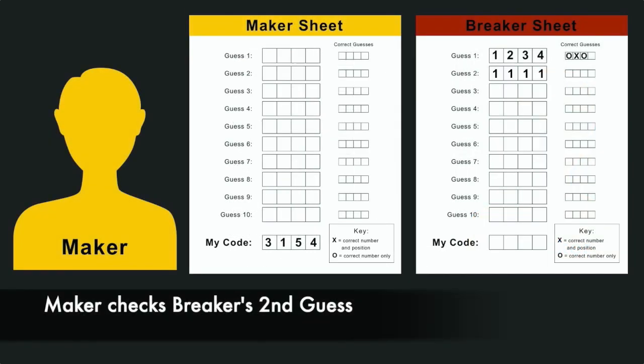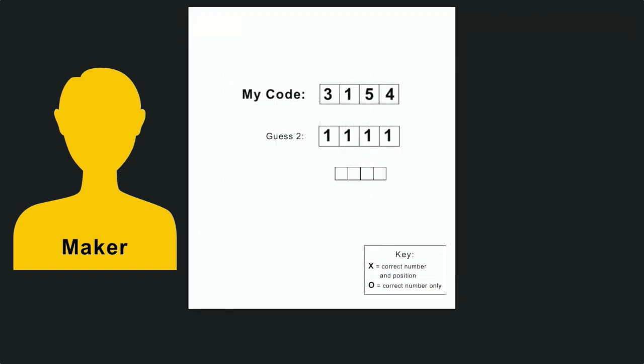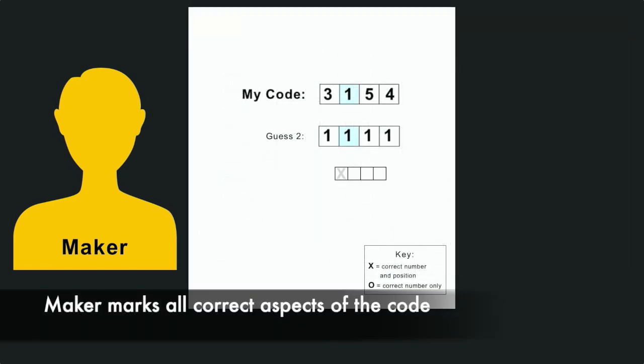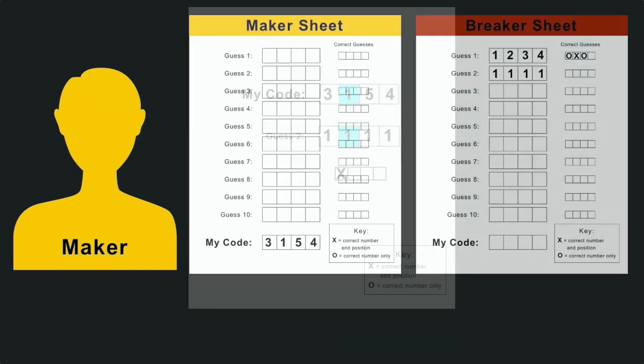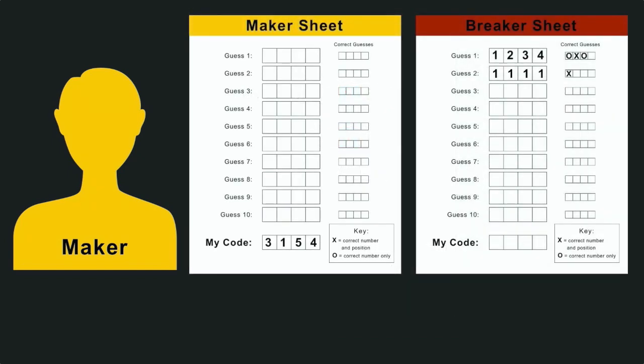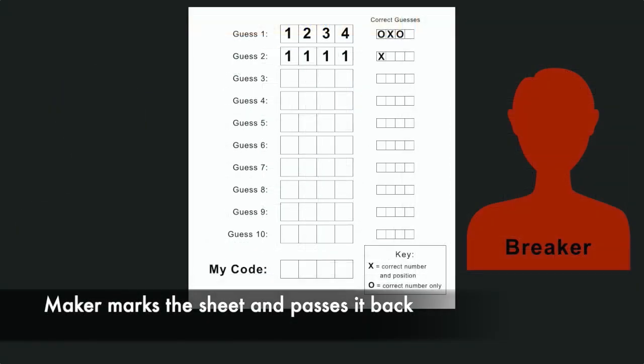The code maker will compare the code breaker's second guess to their code, just as they did with the first guess. Once again, they will indicate numbers that are in the correct position of the code with an X, and those that are just the correct number with an O. So in this case, this 1 is in the correct position, so this would be indicated with an X. No other numbers are correct, so the codemaker would put a single X on the codebreaker's sheet, next to guess 2, and pass the sheet back to the codebreaker.